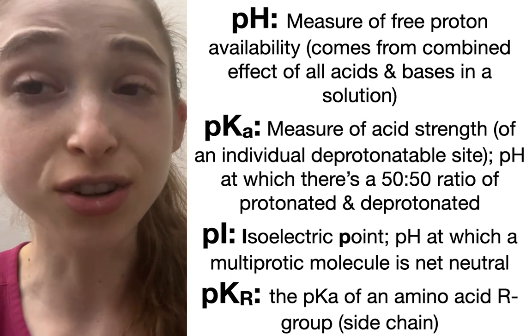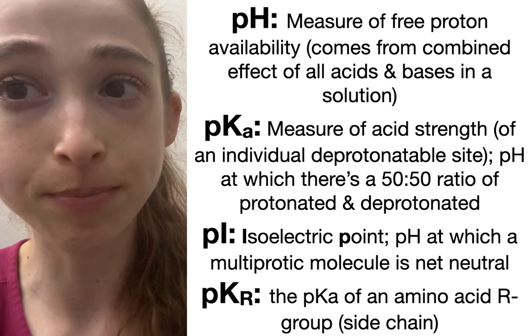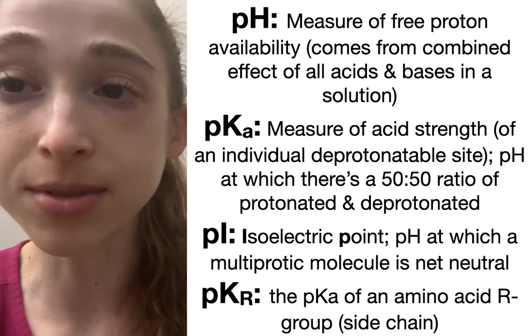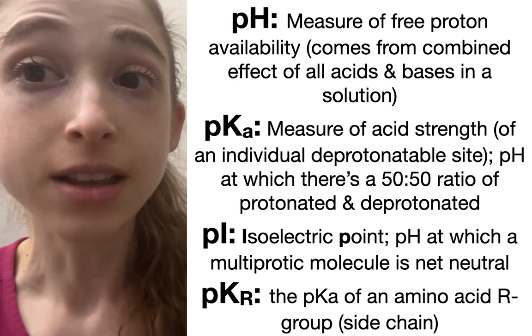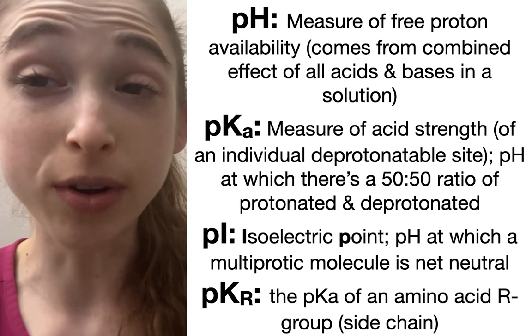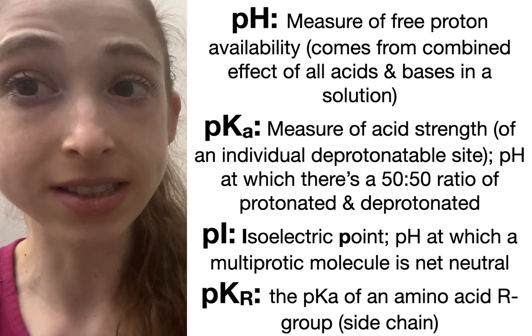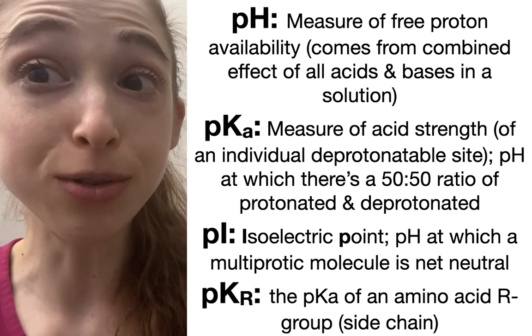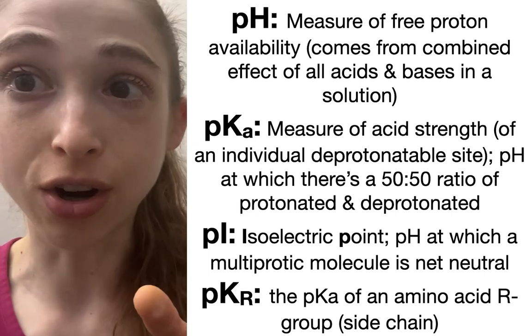pKR is just a term we give for the pKa of an amino acid's R group or side chain. Some amino acids have them, some don't, but that's what that's for. You also see that there's this point called the pI. The pI is the isoelectric point. It's the point at which a molecule is electrically neutral, so it's uncharged.